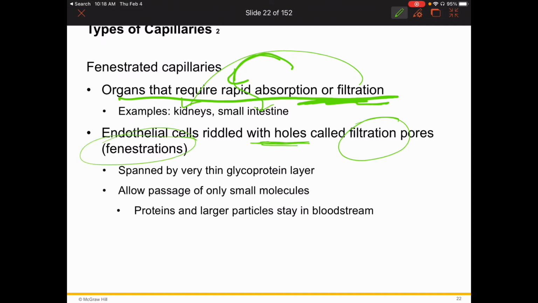There it is, fenestrations. Sorry, I don't have my glasses. Oh, that's not the right one. Perforations are the fenestrations. There, right?